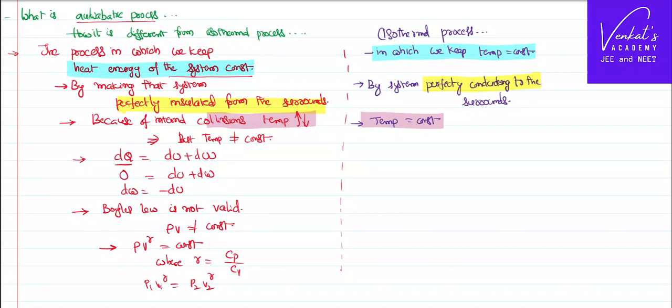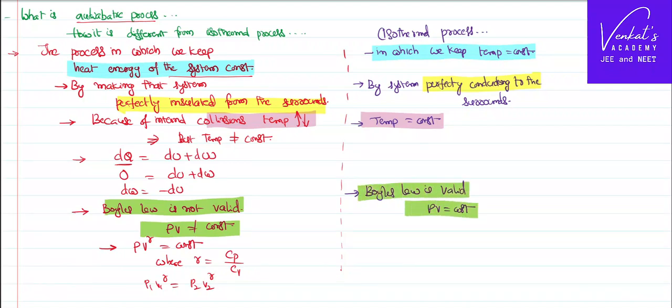So, next, what we can say. In isothermal process, because the temperature is kept constant, Boyle's law is very much valid here. PV equal to constant. Whereas in adiabatic process, the temperature not being constant, Boyle's law is not valid.